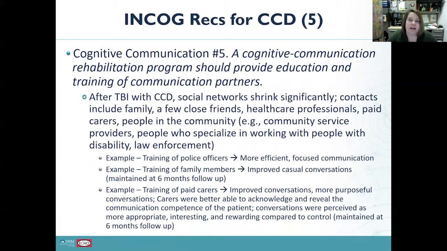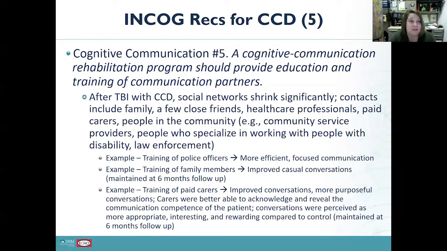If you get to the fifth recommendation, this is about communication partner training. We definitely know that communication partner training is important and can improve the outcomes and the quality of life of people with TBI. So we know that social networks shrink significantly. Contexts that remain will usually include family, maybe a few close friends if they're lucky, but a lot of people don't report any close friends. Healthcare professionals, in some cases paid carers, people in the community, including people who may specialize in working with people with disability, and law enforcement.